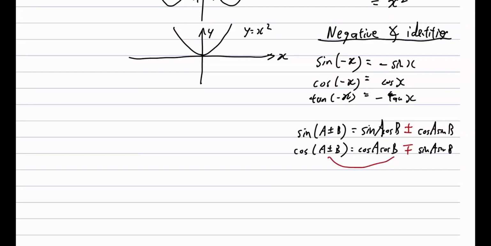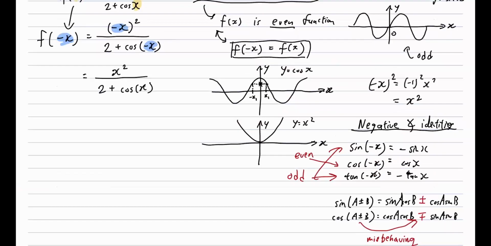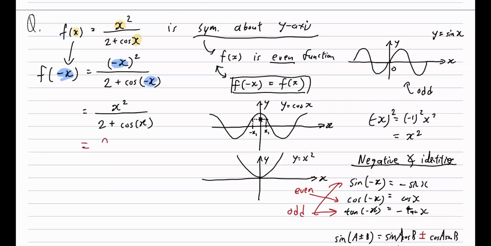Misbehaving. You'll see this everywhere. Every time there's a cosine, it just misbehaves. It's just different from everybody else because it's an even function. Sine and tangent are odd functions. Even functions behave a little bit funny. Anyways, what we realize is this is now equal to f(x), and therefore f(x) is even.